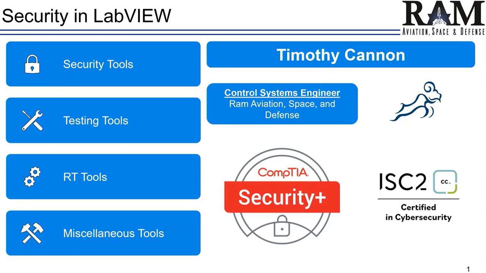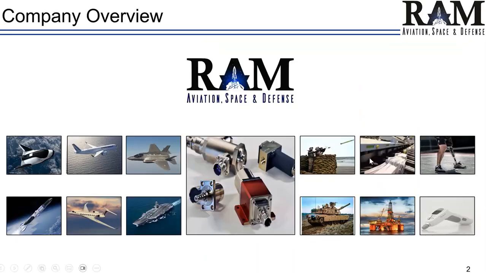So I work for RAM Aviation Space and Defense. I wanted to provide some background on our adventure in CMMC. We are located in St. George, Utah, in southern Utah. We are a manufacturer of a bunch of different electromechanical aerospace components. We do solenoids, solenoid valves, LVDTs, stuff like that. We just started our 50th year in business.